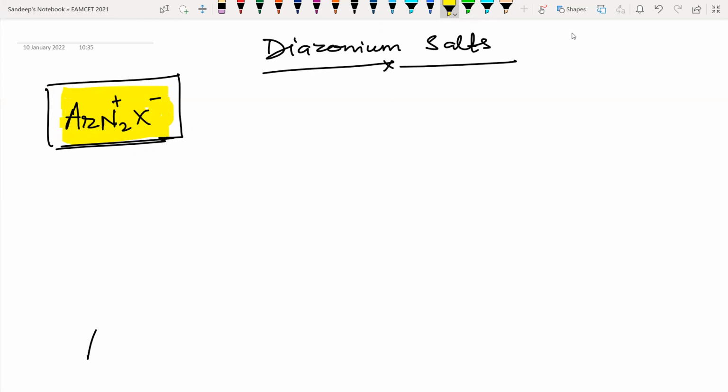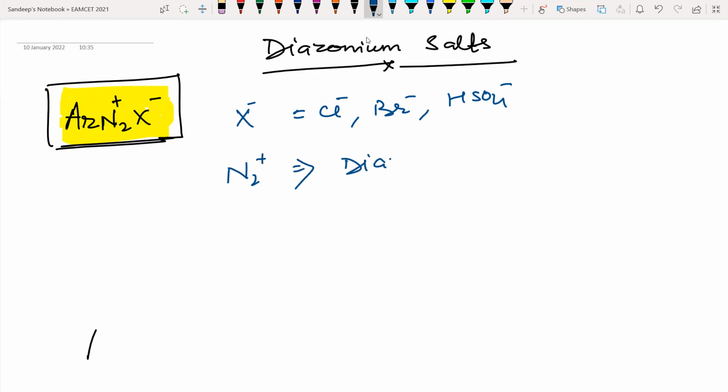The aliphatic diazonium salts are unstable. Here X means it can be like chloride ion, it can be bromide ion, it can be hydrogen sulfate ion. And this N2 plus group is called the diazonium group.